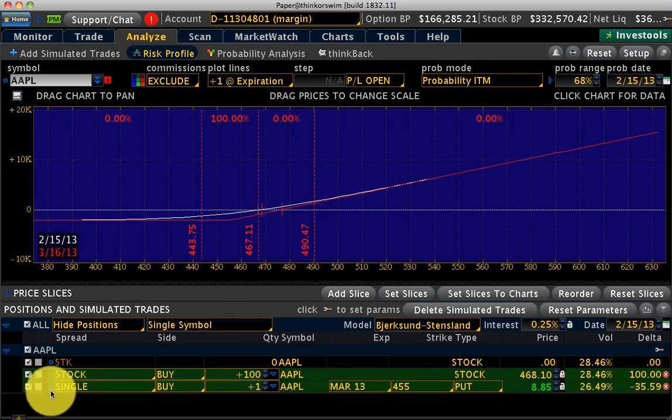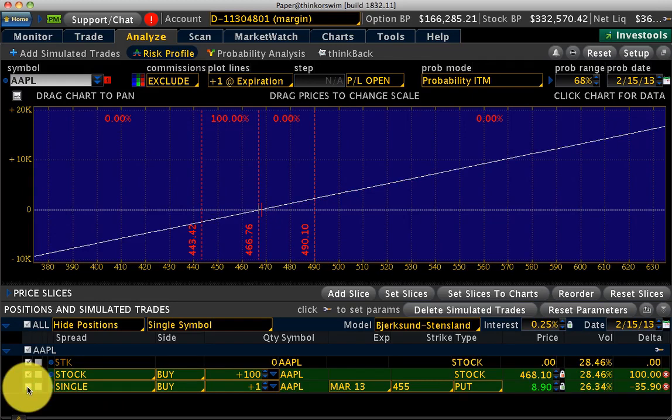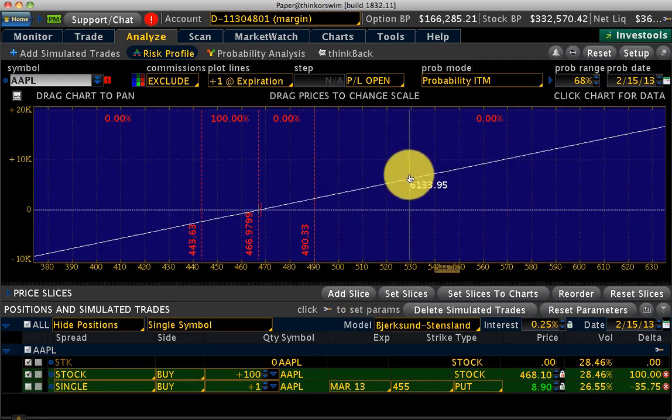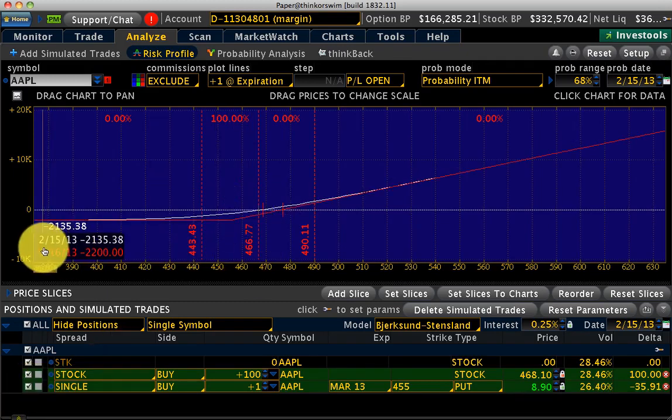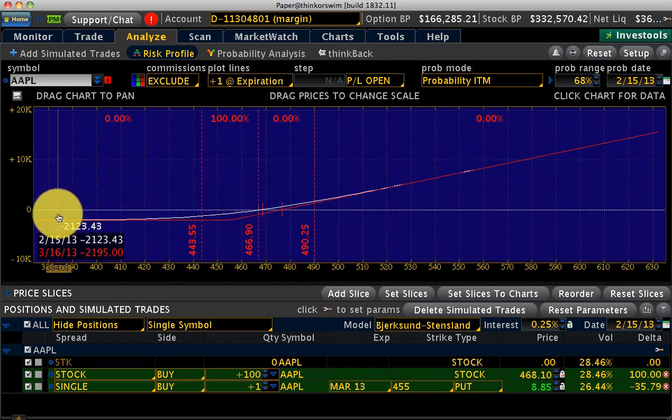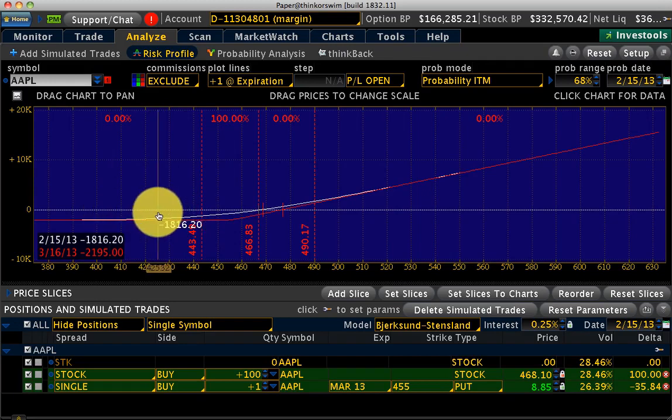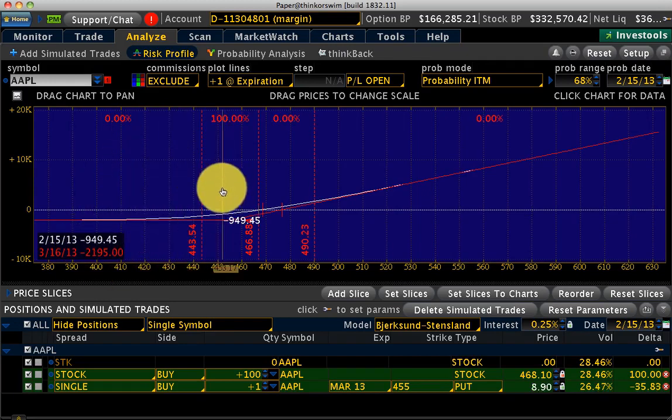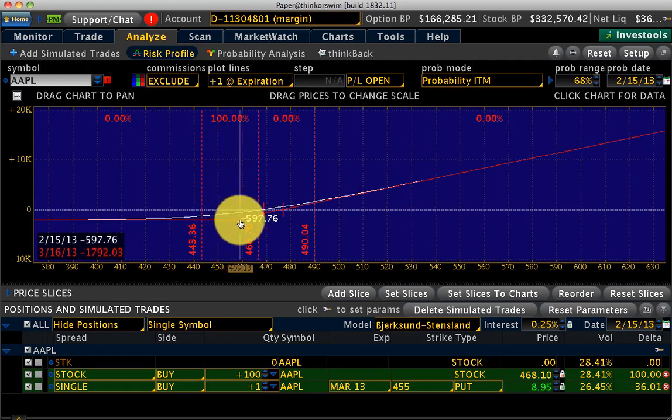So let me take off the option first. So let's understand. This is the stock. Your stock has unlimited profits to the upside, and it has unlimited losses all the way down to zero. Now, if you add this particular put option, let's see what it does. It takes away the unlimited loss on the downside and it becomes a flat line. Now, it doesn't matter how much Apple drops, your loss is going to be fixed. Your loss is going to be about $2,000. You've basically arrested any downside losses beyond this point, which is that 455 strike price.